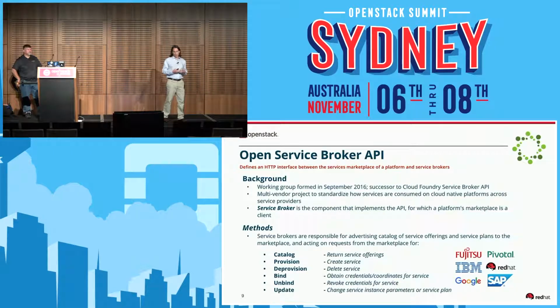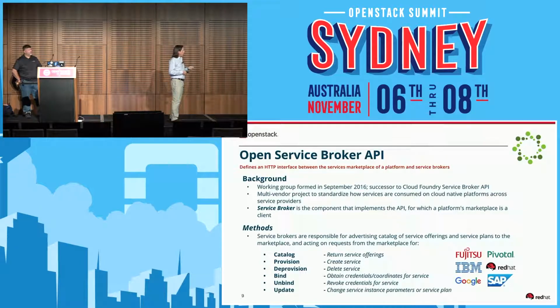How is it done? So brokers utilize this API called the Open Service Broker API. This is a standard, multi-vendor backed API. It was a successor to the Cloud Foundry Service Broker API. What it really does is define the interface between the marketplace, which is the service catalog, and the service brokers. The service brokers are what implement the Open Service Broker API.